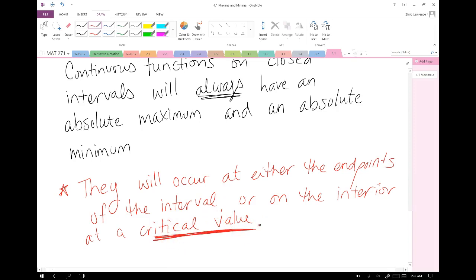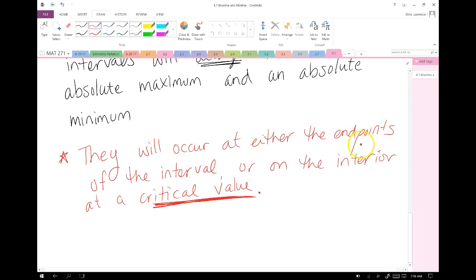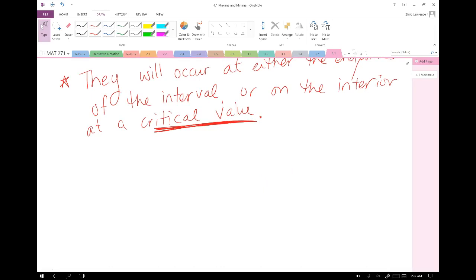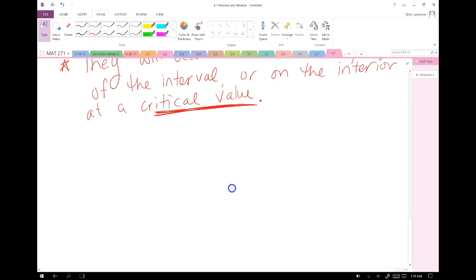So there's really only 2 things that we need to check. The endpoints of the interval are going to be given to us. We just need to figure out what those critical values are, and then we can check them and figure out what our answer is. So we're going to take a moment to talk about critical values, and then we'll look at a couple problems where we find absolute extrema on a closed interval, and then we are probably going to wrap this video up because I don't want it to be too long.